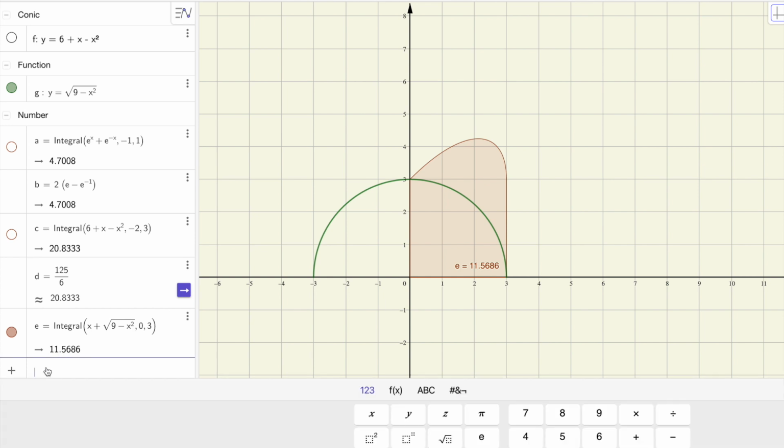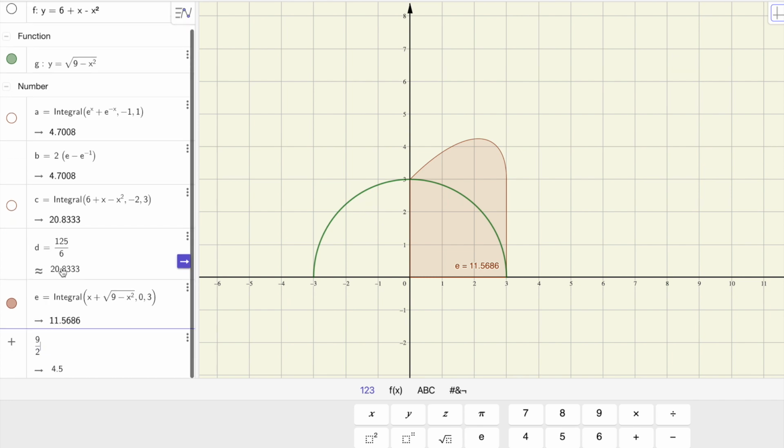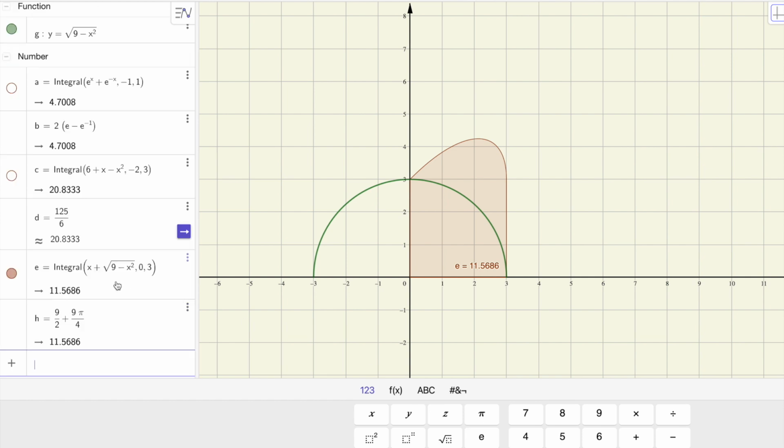Let us test that one. The answer I got was 9 over 2 plus, in brackets, 9 times pi, and then go down 4. Now you see that I was correct. The answer that GeoGebra provides here is exactly the answer that I got, at least up to 4 decimal points, and hopefully that's correct. I know that I can increase the number of decimal points, but it should be possible to give exact values.